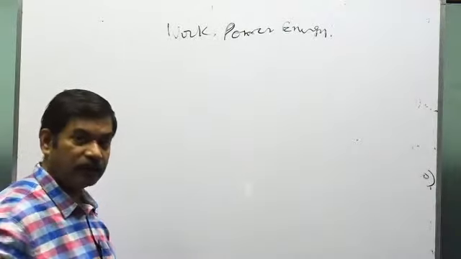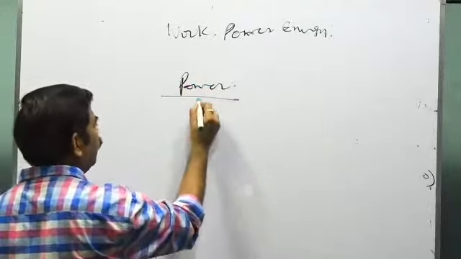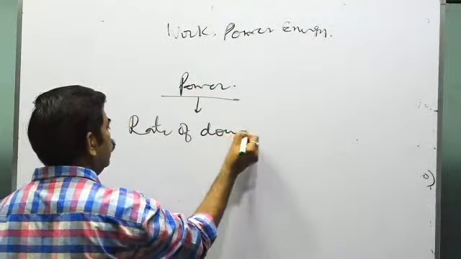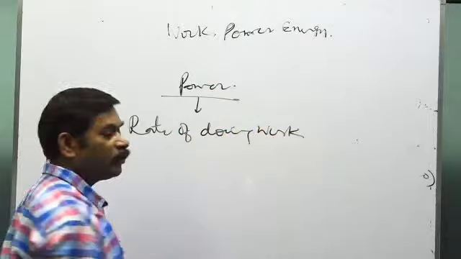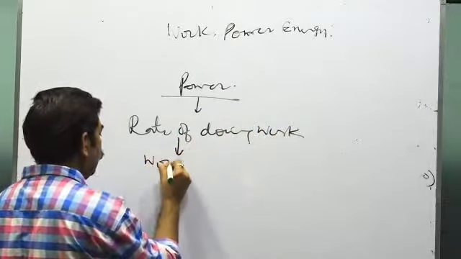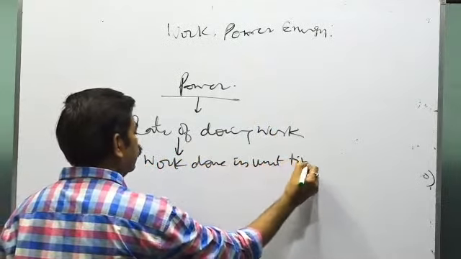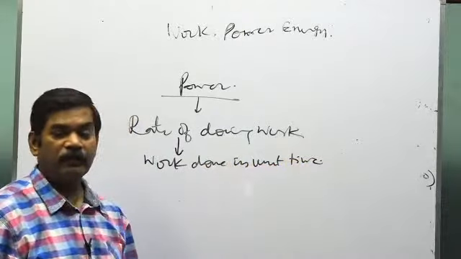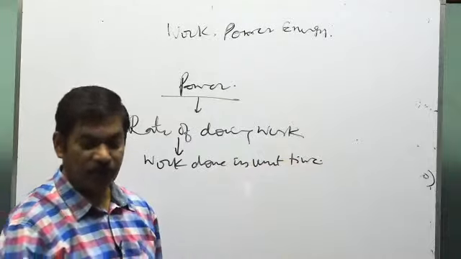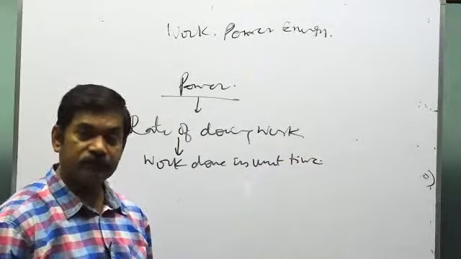Now see, I define the power. So power is what? The basic definition of power is the rate of doing work. So when we say rate of doing work, it means the work done in unit time. Work done in unit time is the rate of doing work. Is that clear?